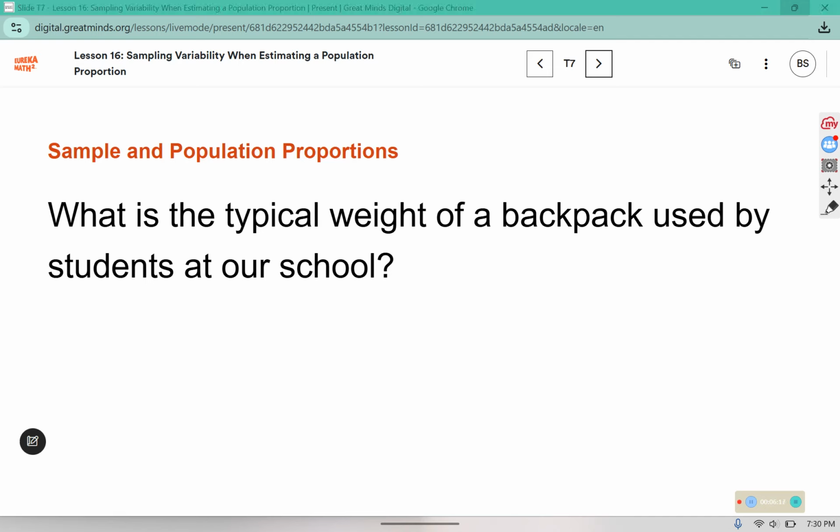What is the typical weight of a backpack used by students at our school? The population would be all of the backpacks. We're at a pretty small school, so it would be okay for us to take the population proportion. But if you're at a larger school, you might want to take a sample to get an idea of how the weights of the backpacks would be in a typical school.